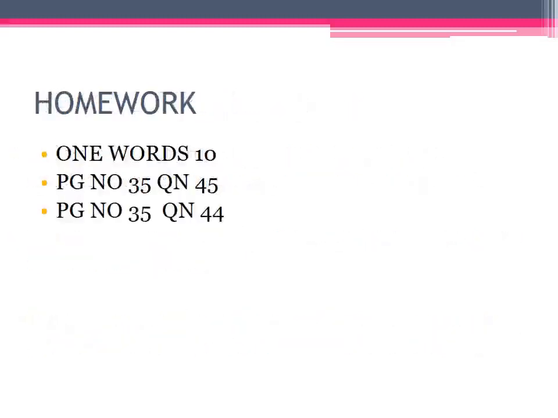Now your homework is to write 10 one-word answers from the topic, from oxidation number to page number 26. Write any 10 one words. In one words you can also write the balancing of equations, balancing the equation RHS, LHS, reactants and products like that. And your homework assignment.